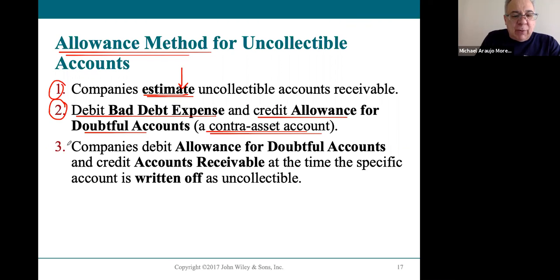The third thing that they would do is, so this is something they do at the end of every year. And then as the year is going on and they are able to identify businesses that are not going to be paying them, then they take the money out of the allowance account and close the accounts receivable for the business that is not paying. So you're going to see how that works right now.